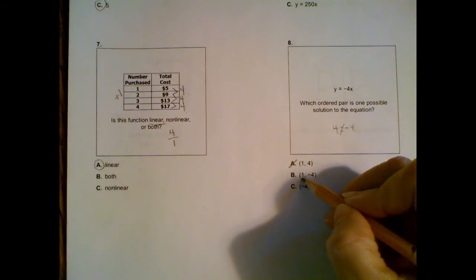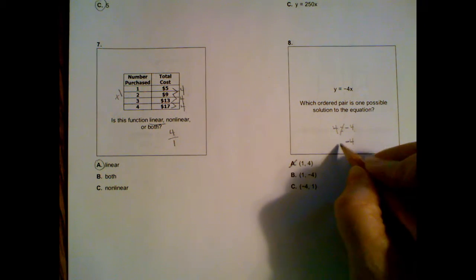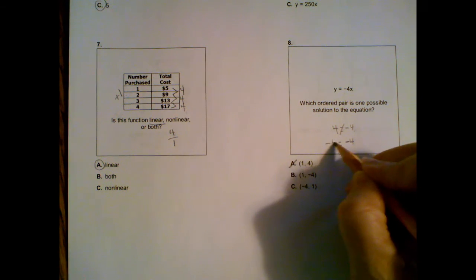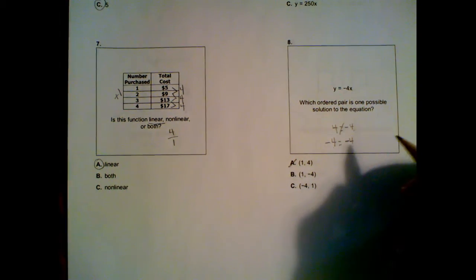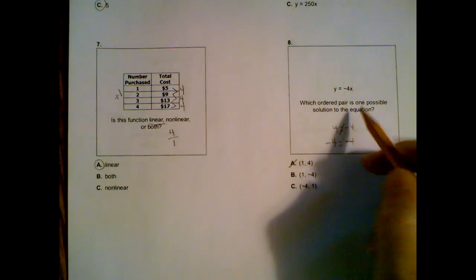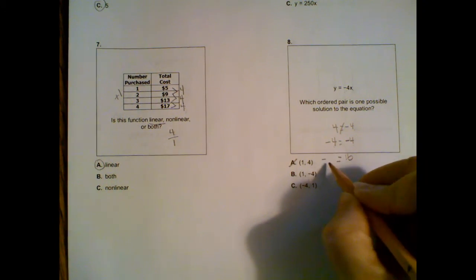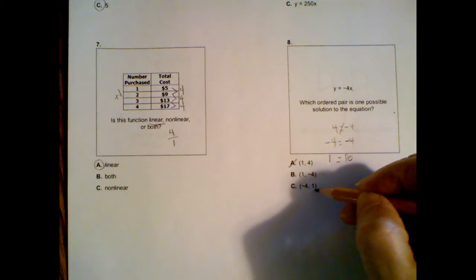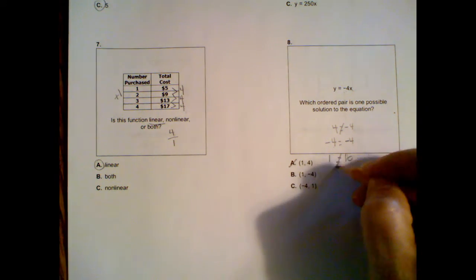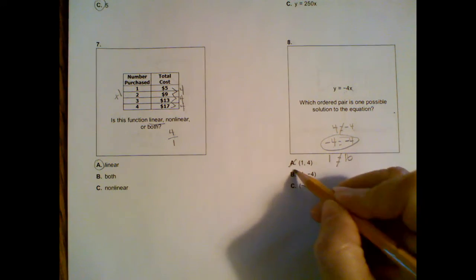If I plug in 1 again, 1 times negative 4 is negative 4. And negative 4 on this side. Does negative 4 equal negative 4? Yes. So I'm going to keep that one in mind, and I'm going to go to the next one. If I plug in negative 4 times negative 4, that's going to give me a positive 16. And positive 16 does not equal the y value. Then that does not equal. So the only one that equaled was B.